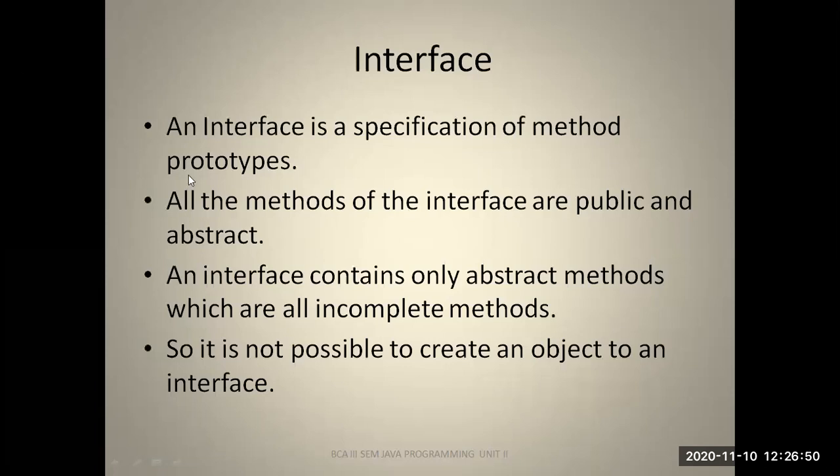So an interface is a specification of method prototypes. It does not have definitions. All methods of interfaces are compulsorily public and abstract. They should have the public signature, along with the abstract keyword, for the methods which are part of interfaces.